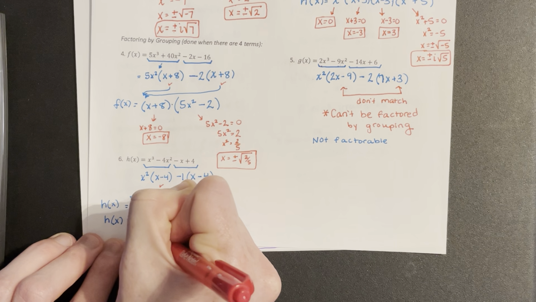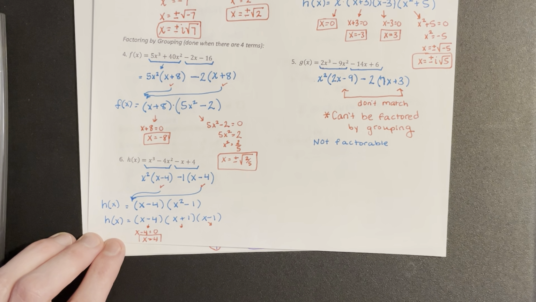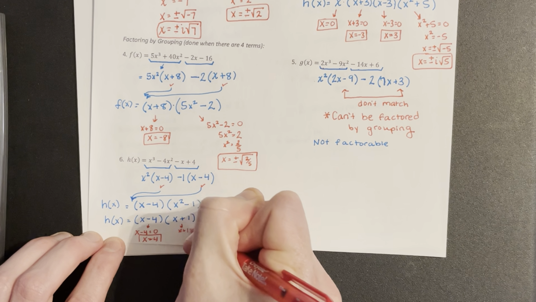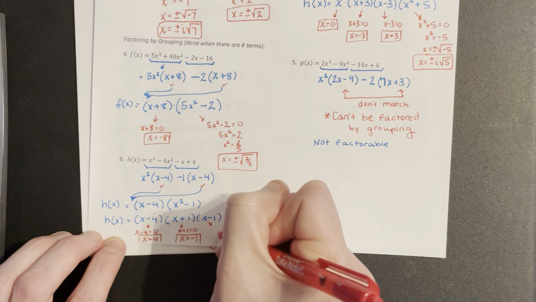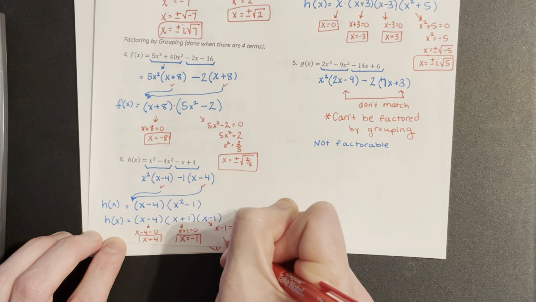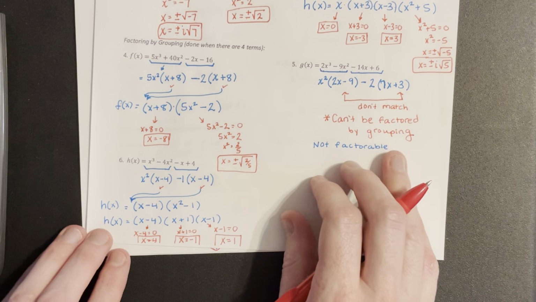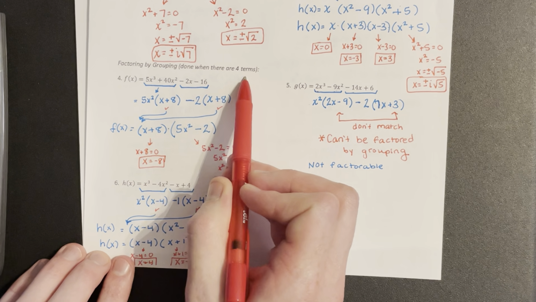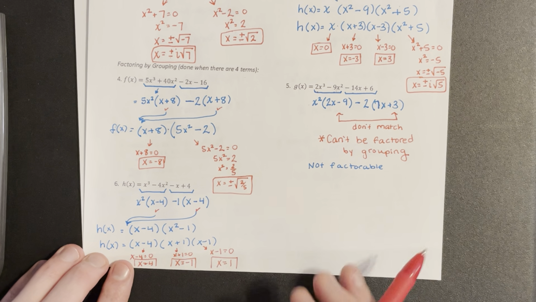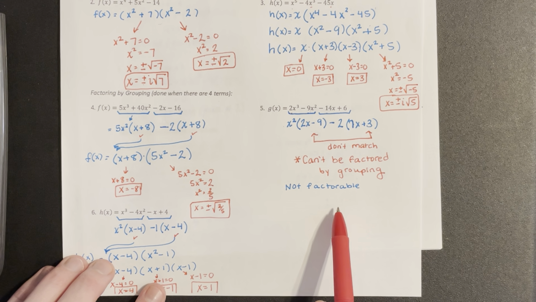So x minus 4 equals 0 gives me an x equals 4. X plus 1 equals 0 gives me an x equals -1. And x minus 1 equals 0 will give us an x equals 1. There are 3 solutions. So factoring by grouping will not happen every single time, but if it has 4 terms, we can at least try to see if it will factor. If it doesn't, then it's going to be not factorable, and we don't really have a way to get the solutions at this point.